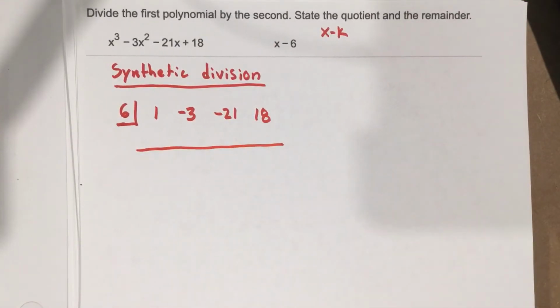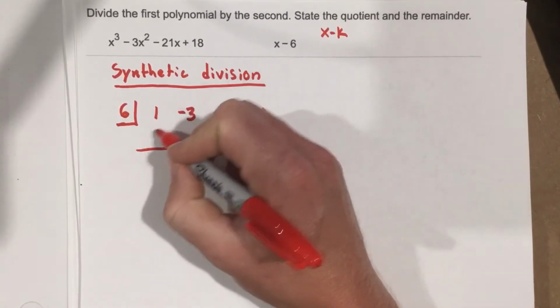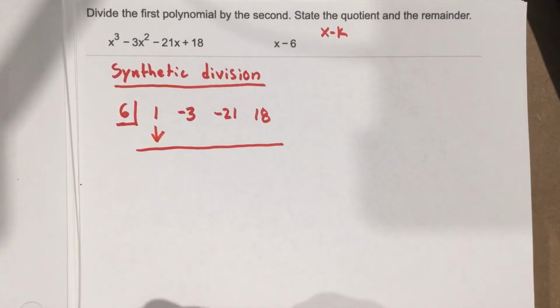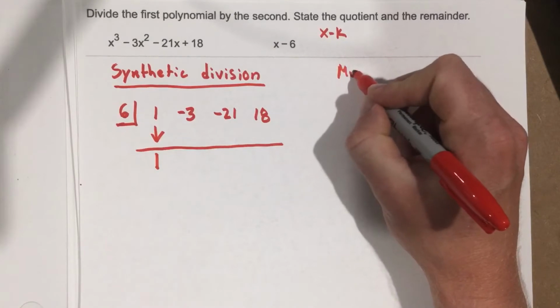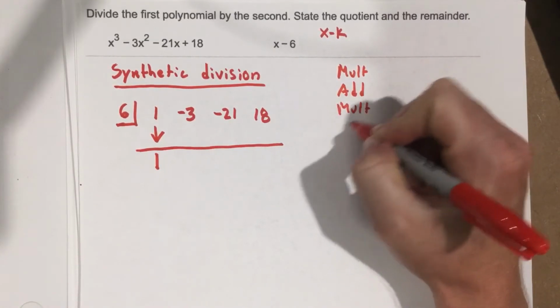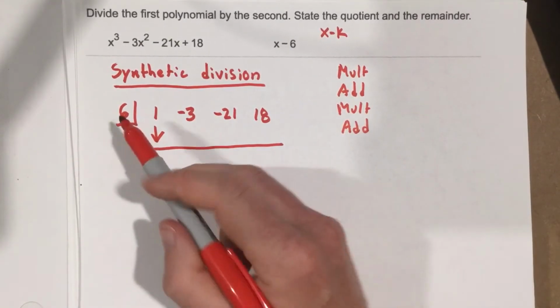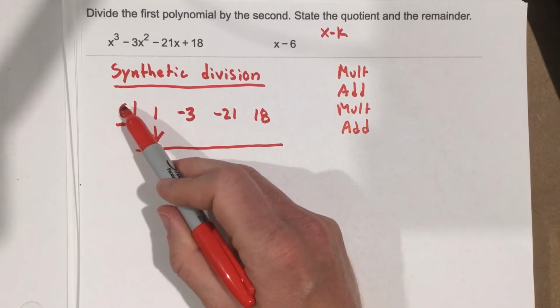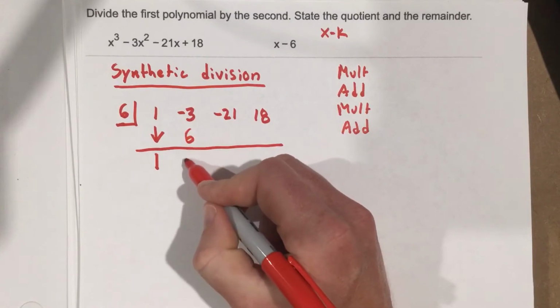Now here's how synthetic division works. It's a series of multiplication and additions. So we essentially, step 1, bring down the first coefficient, so we're bringing down 1. And then we're going to multiply, add, all the way to the end. All right, so we're going to take our k value 6, that's going to be the multiplication, times 1, gives you 6. Now we're going to add, -3 and 6 is 3.